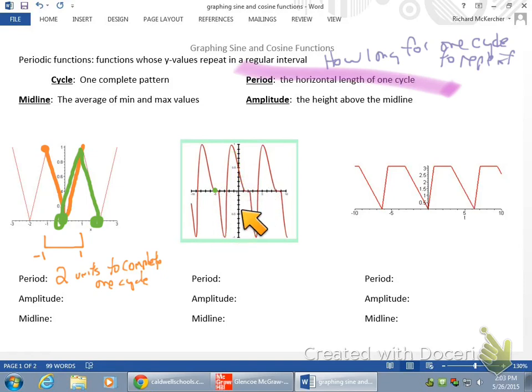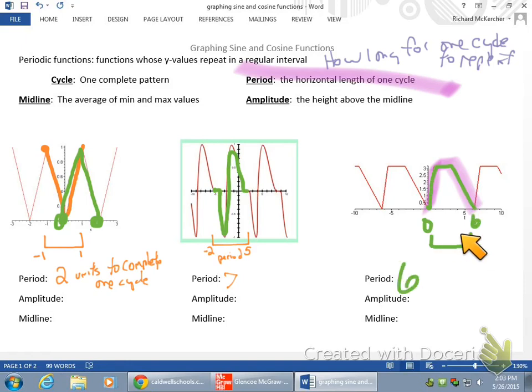Now, in this middle example here, it's harder to see, but I'm going to start right here and see if I can draw where it repeats itself. So it looks like one cycle is right in here, and my best estimate on the x-axis is going to be from -2 to 5. On this third example over here, it's pretty clear to see that it's from 0 to 6, so my period would be from 0 to 6.